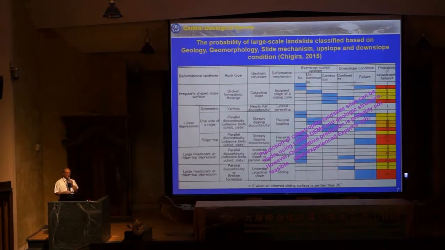This slide I added to the presentation because I think this table will be very important for me to explain something. As you see, the title of this table is the probability of large-scale landslide classified based on geology, geomorphology, slide mechanism, and also upslope and downslope condition. As he listed here, the first one is geomorphology, and then the second and the third one is geology. Then this one is mechanism. And the other is upslope and downslope condition.